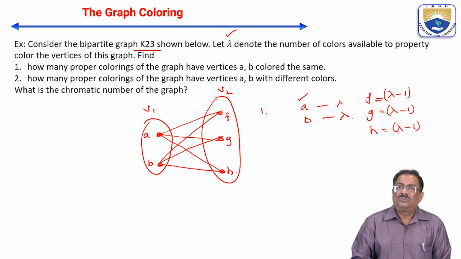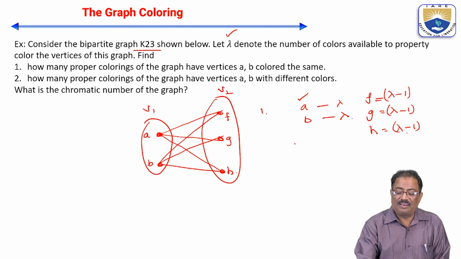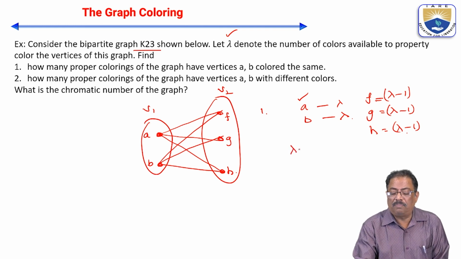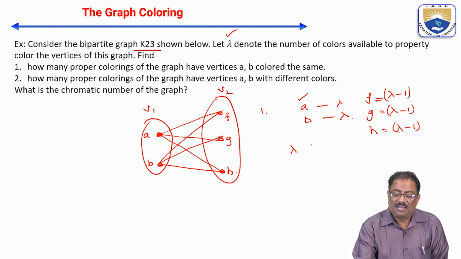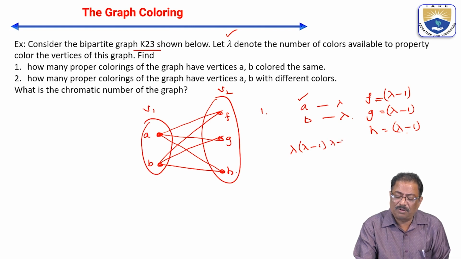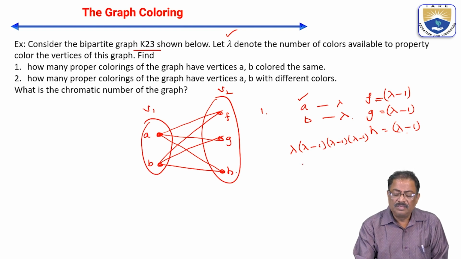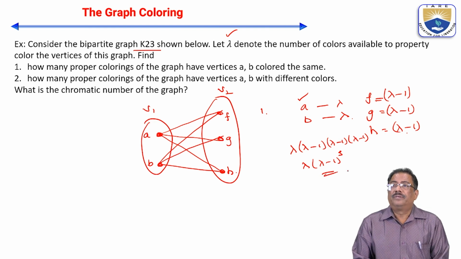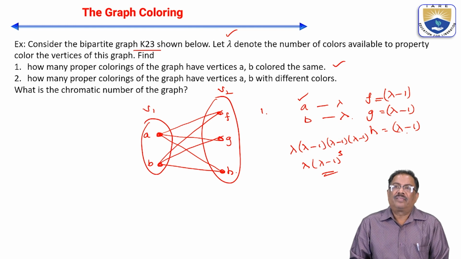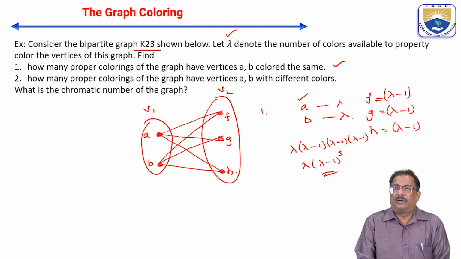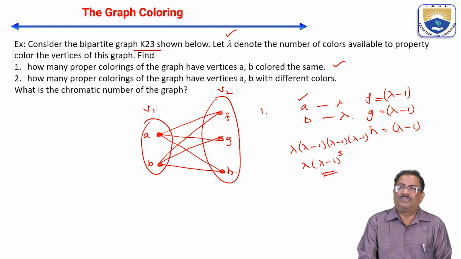So the total number of ways: I can assign A and B in lambda ways, and next F, G, H each in lambda minus 1 ways. So I get lambda times lambda minus 1 whole cube. This is for the first case, that is, the number of ways in which vertices A and B have the same color.